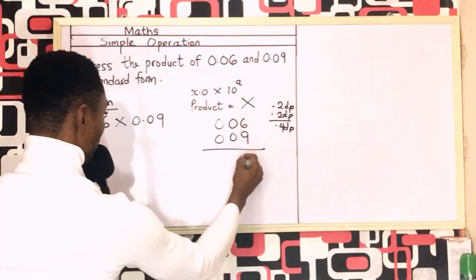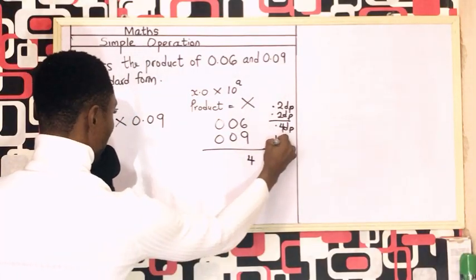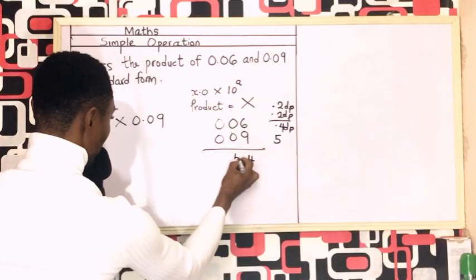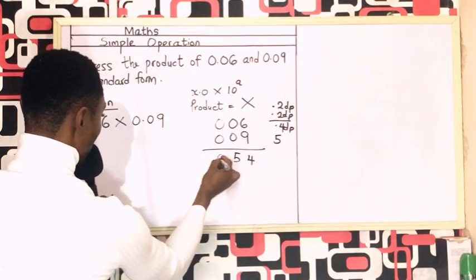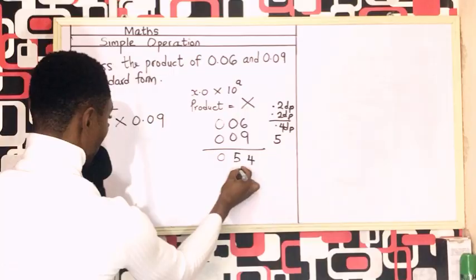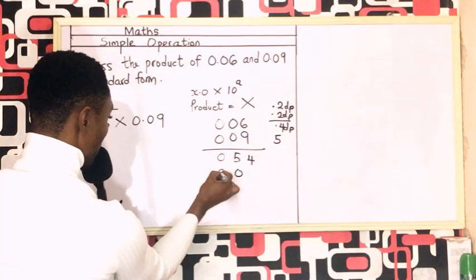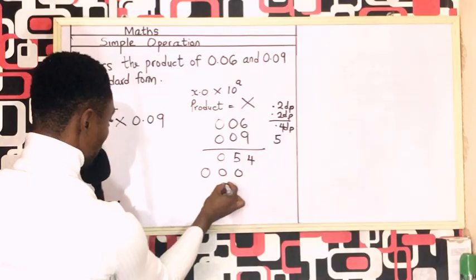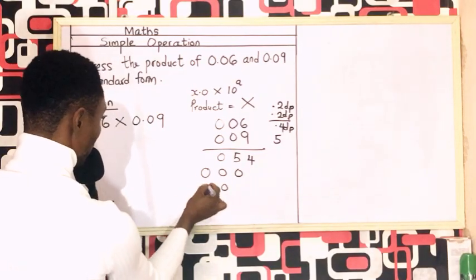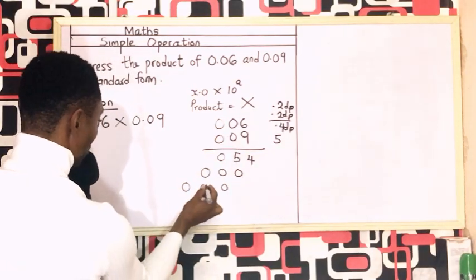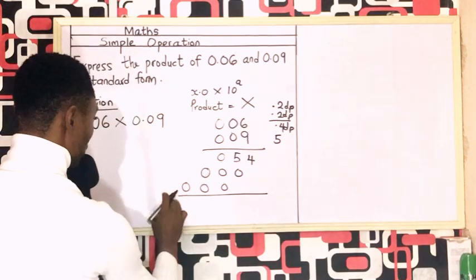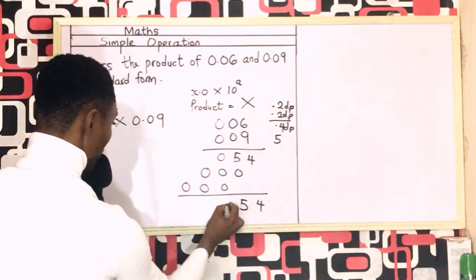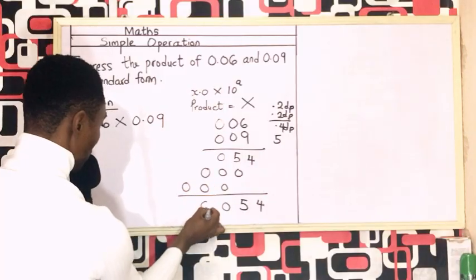9 times 6 gives us 54. 4 carry 5. 9 times 0 is 0 plus 5, 5. 9 times 0 is 0. Then the zeros: 0 times 6 is 0, 0 times 0 is 0, and so on. So when you do your addition at this stage, 4 comes down, 5 plus 0 is 5, 0 adds up, 0 adds up, then we have this.